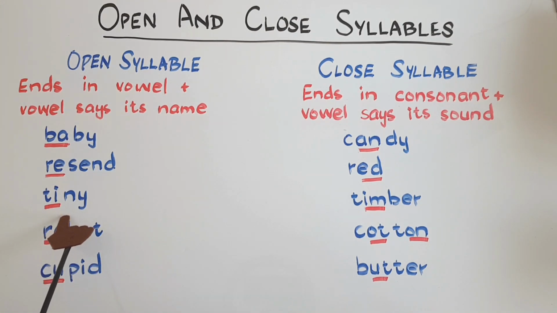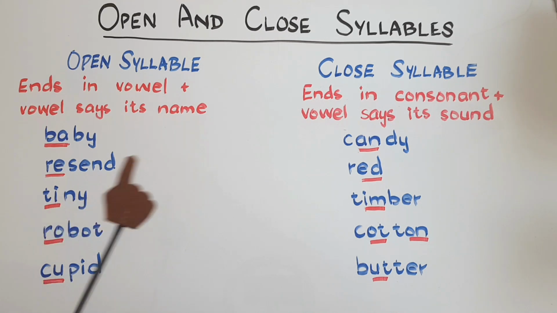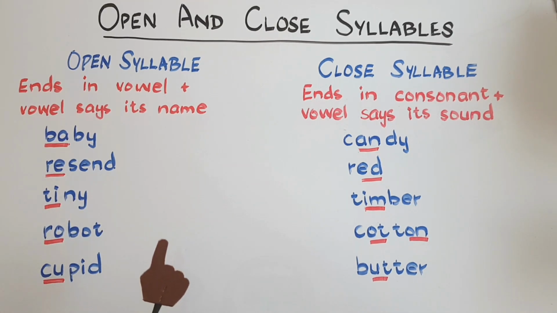Sometimes the letter I deviates from this rule. So you need to be flexible because I has different sounds. If you want to know about the different sounds of I, the link is up there and in the description box, you can watch it later.